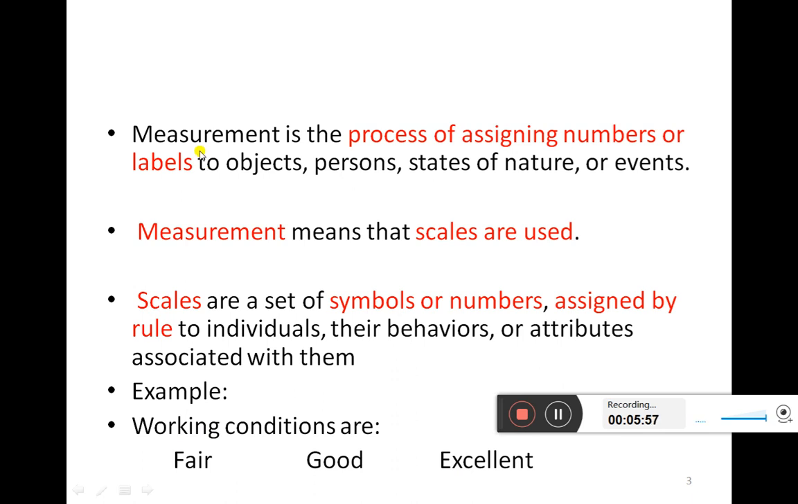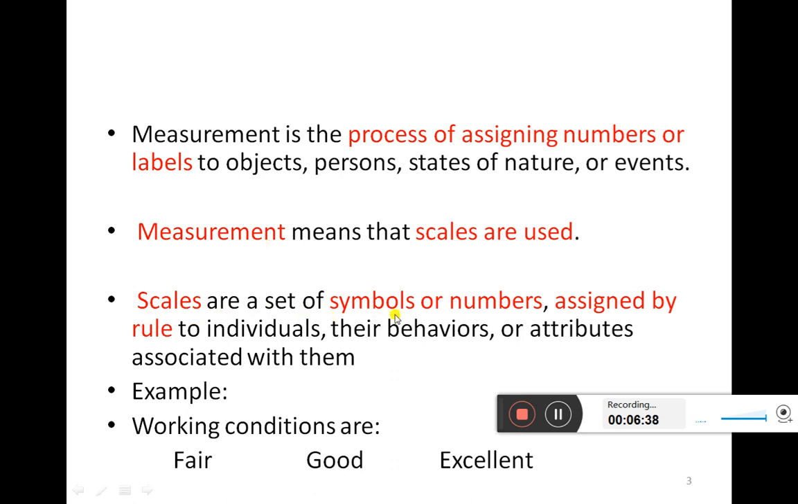So measurement is simply a process where we measure a question by assigning some numbers or some labels to an individual, to a statement, to a nature, to an event. Measurement means that scales are simply used. As I told you, we have to use different types of scales, like nominal scale, ordinal scale, Likert scale, graphical scales. So when we want to measure a question or a statement, we use different kinds of scales. That is known as measurement of a concept through scaling technique. What is a scale?